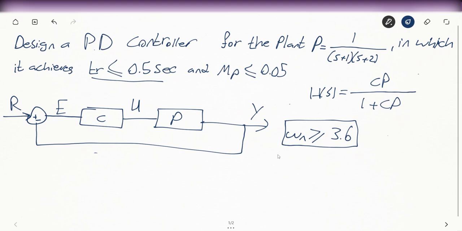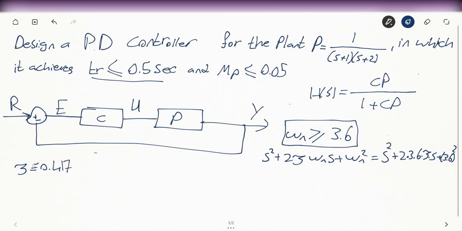Don't forget this, please. We also had the characteristic equation of a second order system as s squared plus 2 zeta omega n times s plus omega n squared, which is s squared plus 2 times 3.6, which is omega n, times zeta times s plus 3.6 squared. So this is our transfer function with omega n being 3.6 exactly. We chose 3.6, and at that time we found zeta to be almost 0.417, okay? This is what we have found before.